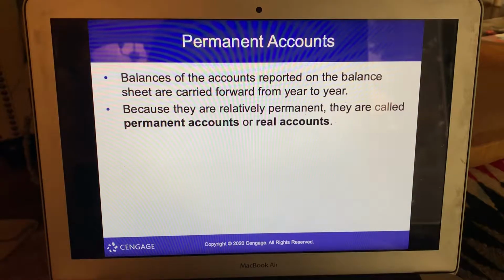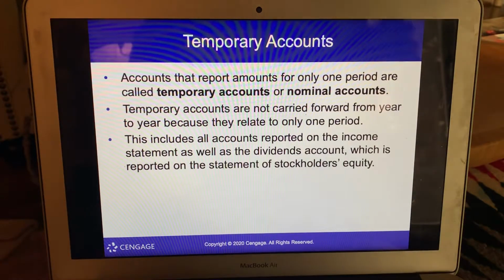Permanent accounts: balances of the accounts reported on the balance sheet are carried forward from year to year, even from month to month, period to period, or half a year to half a year. Because they're relatively permanent, they are called permanent accounts or real accounts. Temporary accounts, accounts that report amounts for only one period, are called temporary accounts or nominal accounts. Temporary accounts are not carried forward from year to year because they relate to only one period.